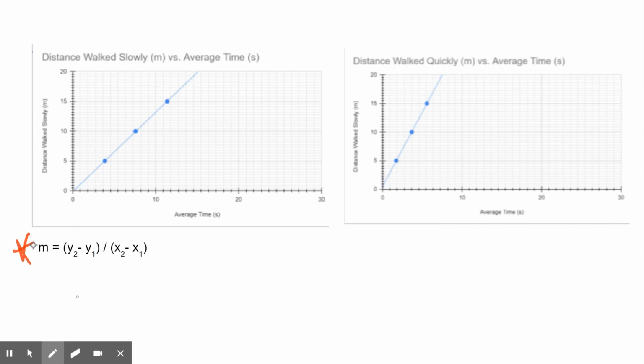Well, looking at the slope formula, m equals y2 minus y1 divided by x2 minus x1. Looking at that, m is the slope, and what is on the y's? That's your distance. So your distance is what was represented on the y-axis. What is represented on your x-axis? That's your time.